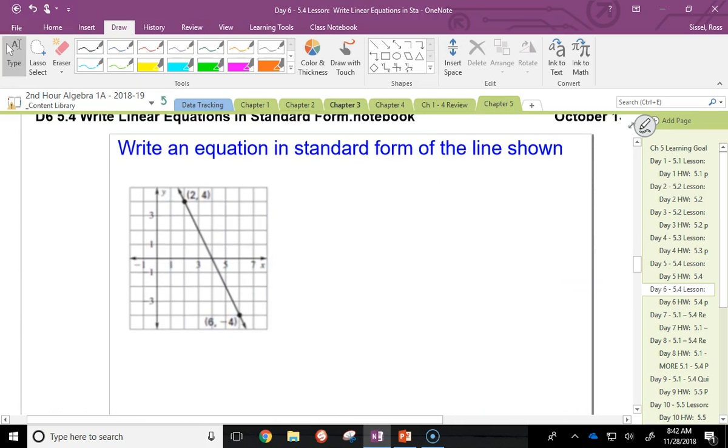Alright. Here comes a little trick today. Write an equation in standard form of the lines shown. I mentioned at the top of class, there is no relation from standard form to what you see on a graph. And I'm going to make sure you guys understand that.